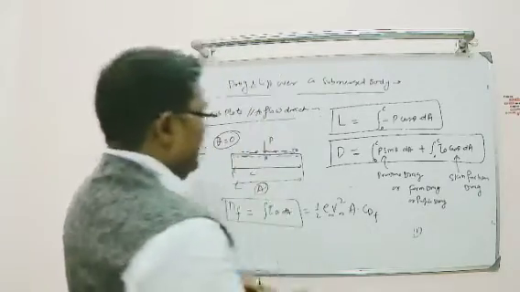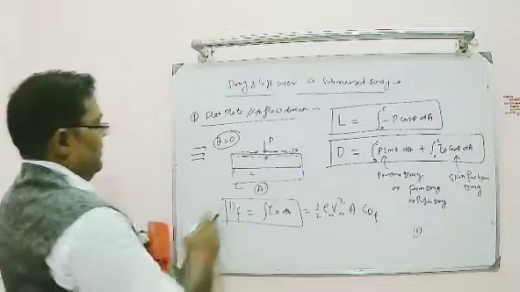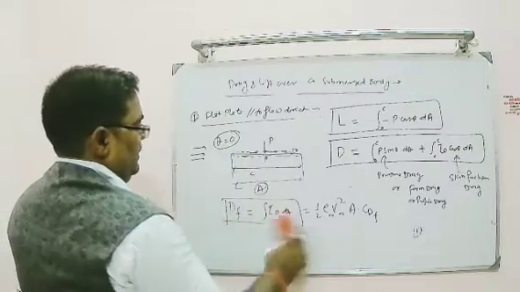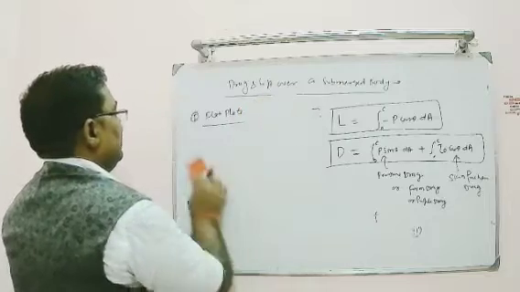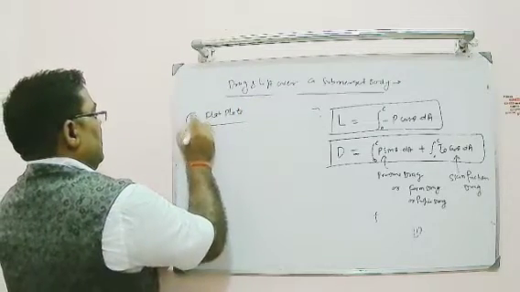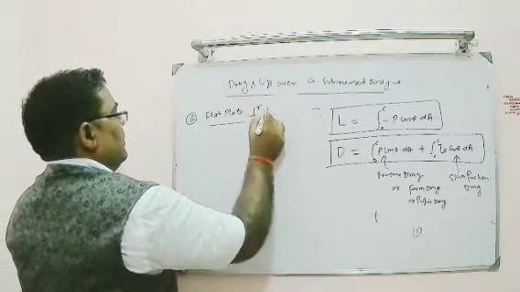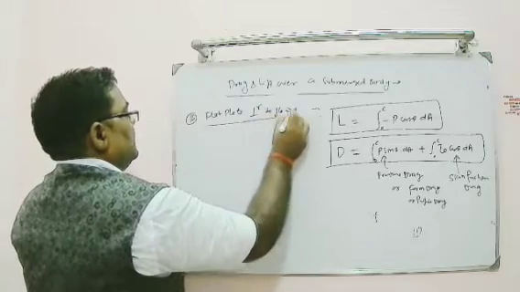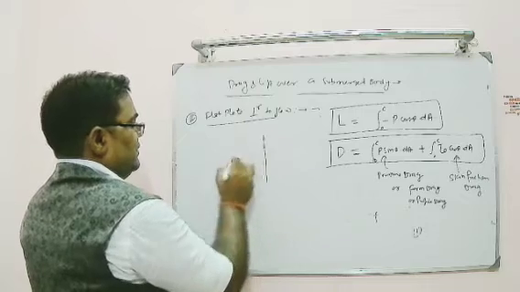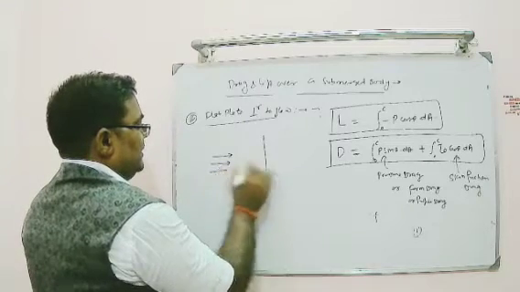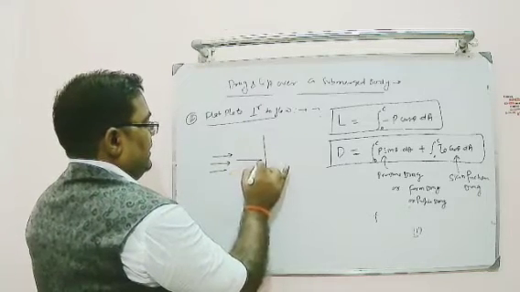Now consider the second case: the flat plate perpendicular to the flow. This is the plate which is facing the flow, and the flow is coming from this direction. It comes here and strikes over here.